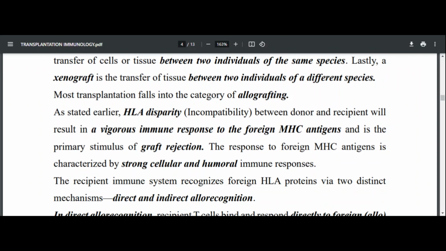So the response to foreign major histocompatibility antigen of that graft is characterized by a very strong cellular and even humoral immune response. In your basic immunology, because we can't go through everything, you know that immunology is very wide, and we are supposed to have a very good basis in immunology, because to understand transplantation it is very important to have a good background, since here you have different terms and you need to understand them. I don't need to explain, but you need to understand.